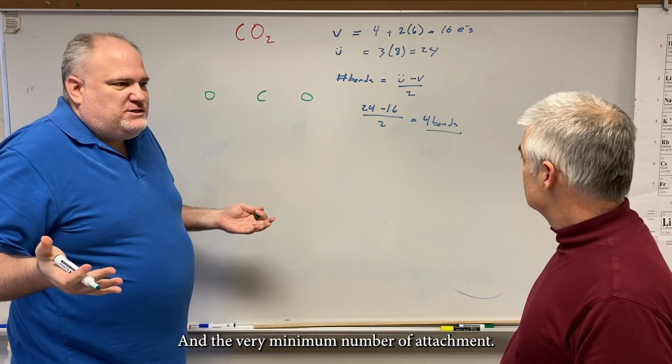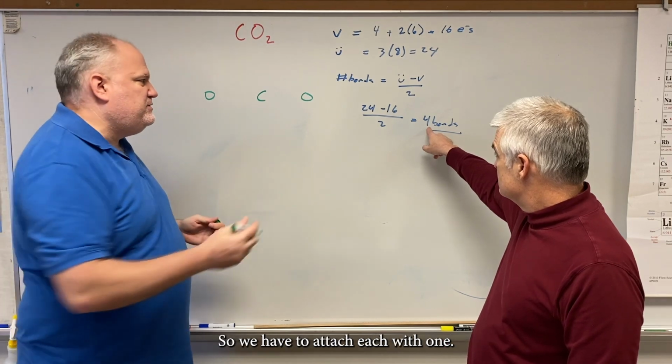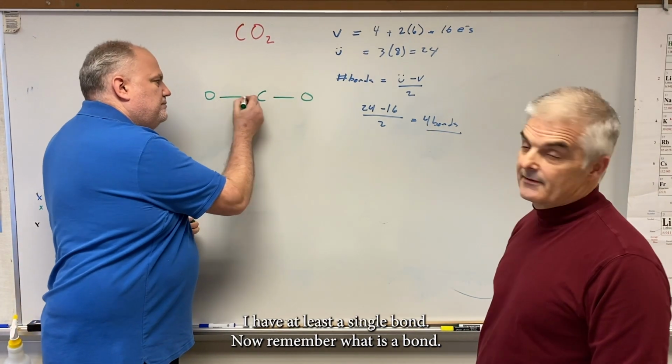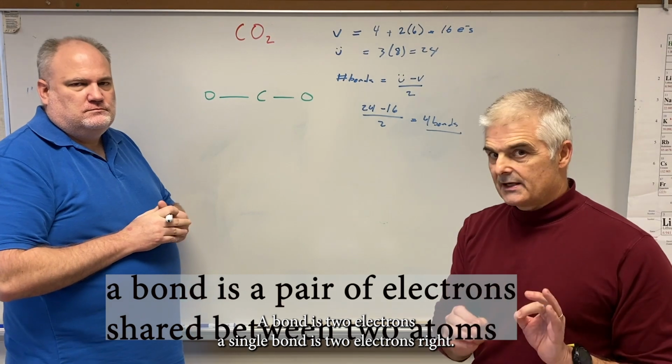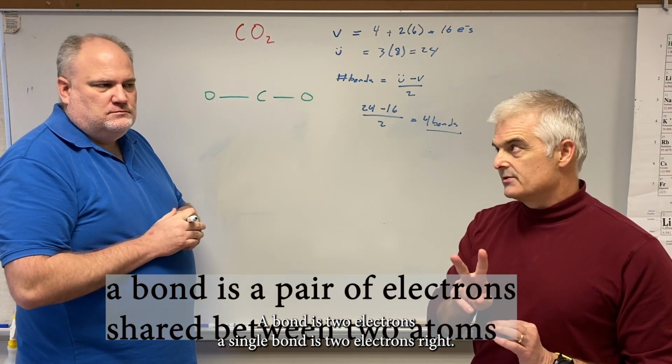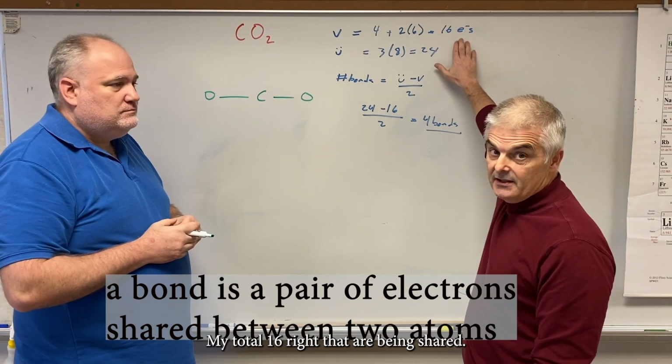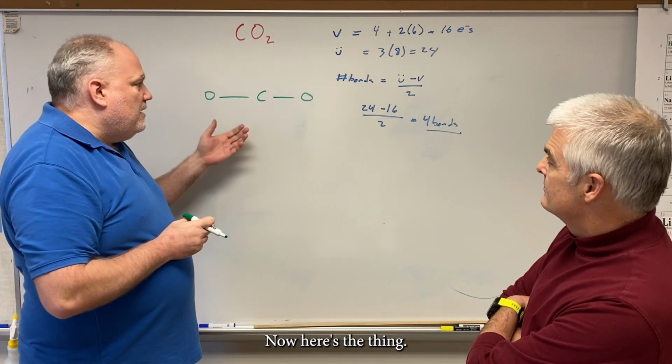So we have to attach them, and the very minimum number of attachments is that we have to attach each with 1. Got to have at least a single bond. Now remember, what is a bond? A bond is 2 electrons. A single bond is 2 electrons, right? 1 for each one. My total is 16, right? That are being shared.